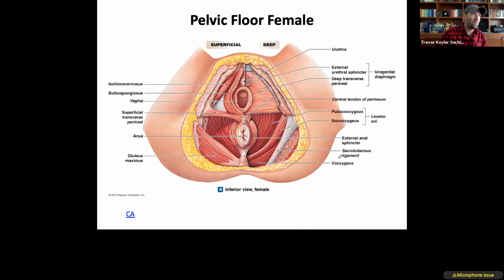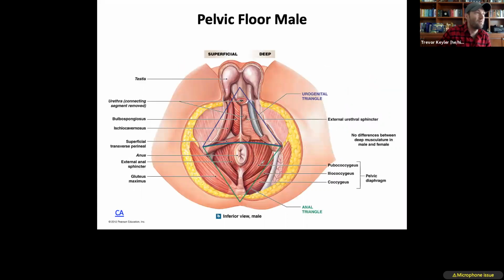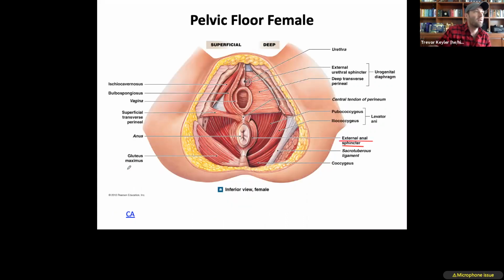So what's nice between both female and male, obviously, is we have a lot of shared anatomy in this region. So I'm going to show you some of that shared anatomy. Obviously, we both have anal sphincters, right? So that's going to help with that control of elimination. But then I can flip between male and female, right? So the external anal sphincter is shared anatomy.